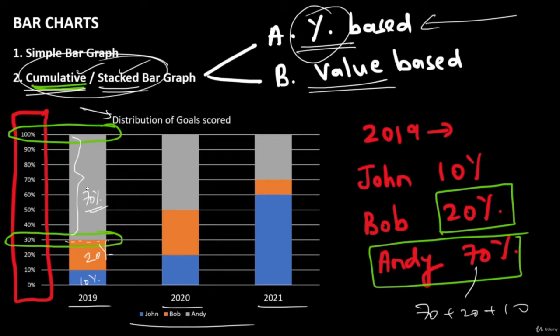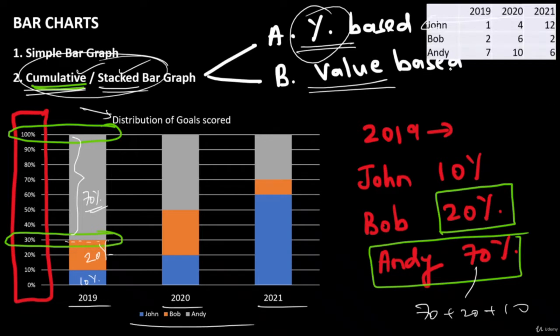Now, if you had this in the form of a table, it would look like this, right? So you can see in this table that John scored 1 goal, Bob scored 2 goals, and Andy scored 7 goals. The total number of goals scored in 2019 is 10, right? Now, John's score is 10%. That's why you have it over here at 10%. Now, Bob's score is 2 out of 10. That's 20. So 10 plus 20 gives you 30. So over here we have 30, right? And all of them together you get 100%.